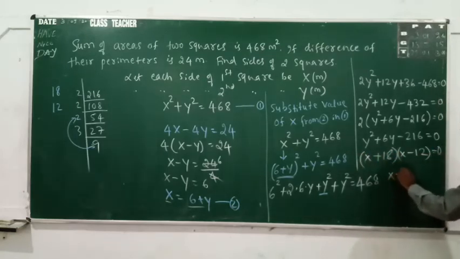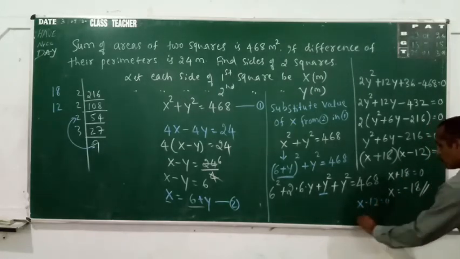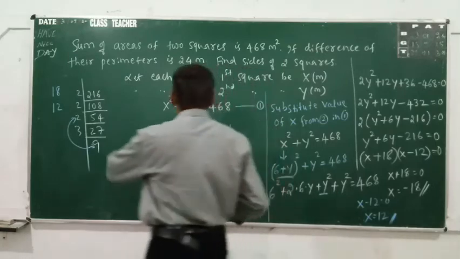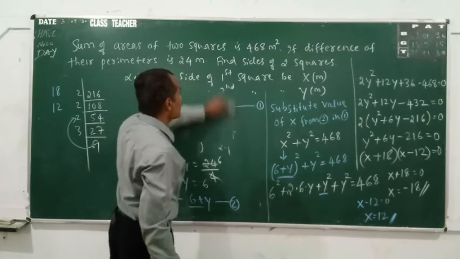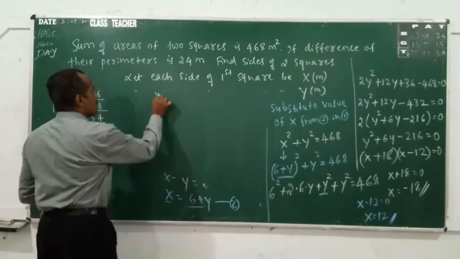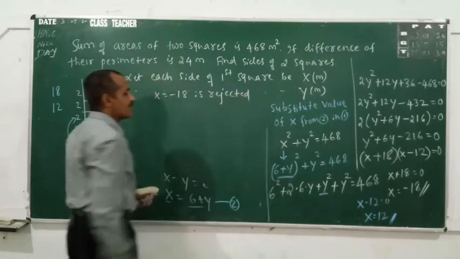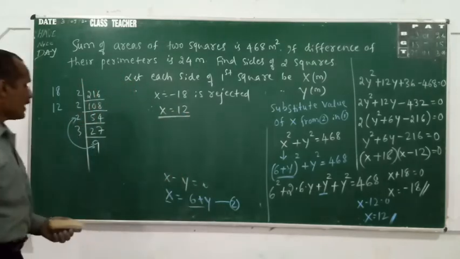I can write y plus 18 is equal to 0. Therefore, y is equal to minus 18 is the first answer. y minus 12 is equal to 0. Therefore, y is equal to plus 12. My dear children, what is this? It is the side of the square, which cannot be negative. Length cannot be negative. I can write that minus 18 is rejected as the length cannot be negative. Therefore, the value is 12.